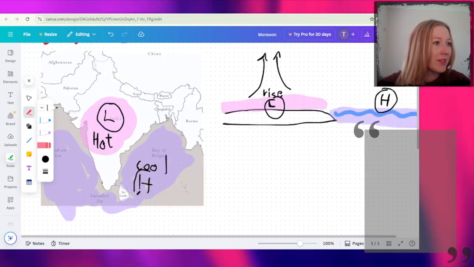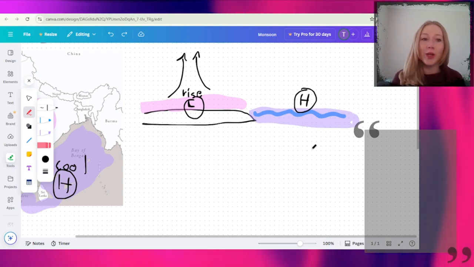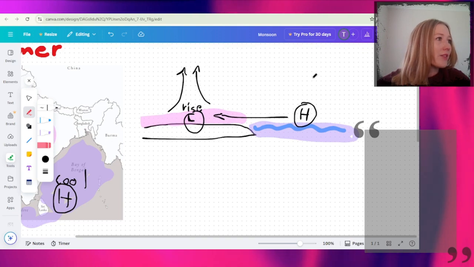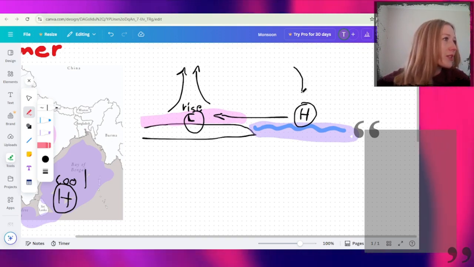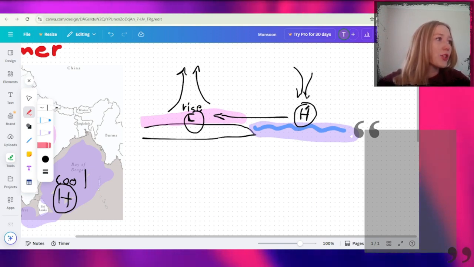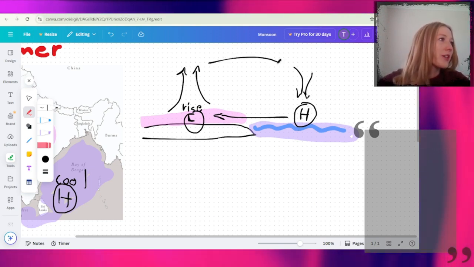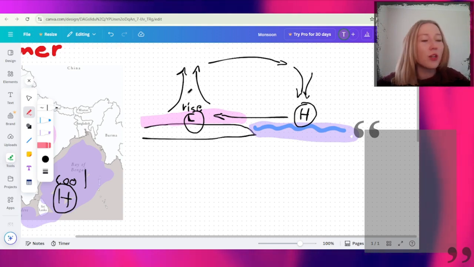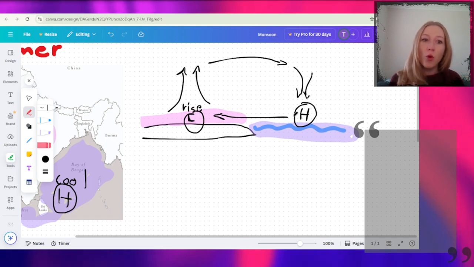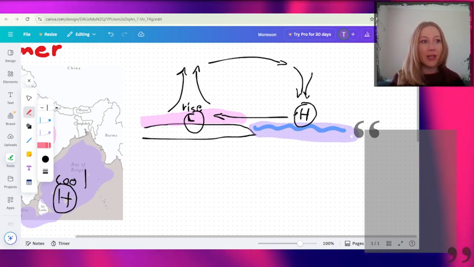I hope I am. We have a high pressure, and then wind will blow from the high to the low. Okay, and now we kind of have this complete little circuit. So we've got air sinking over the ocean, over the high pressure. We have warm air rising over the land, and this very moist, very warm air busy being blown in.